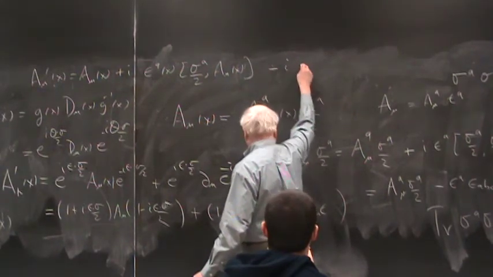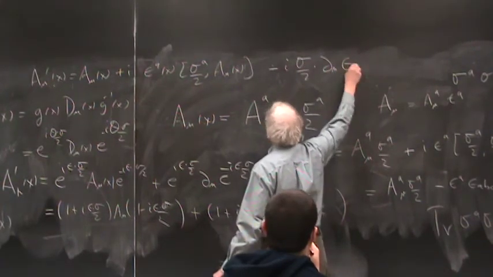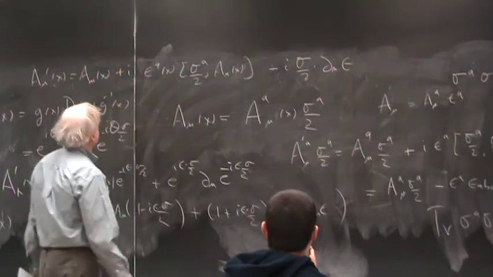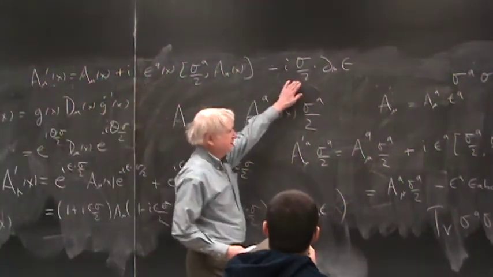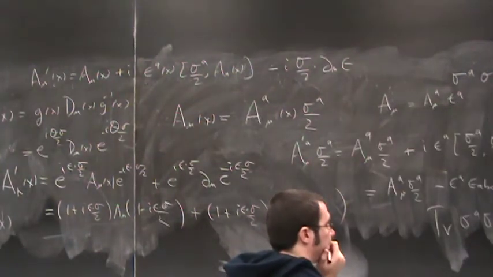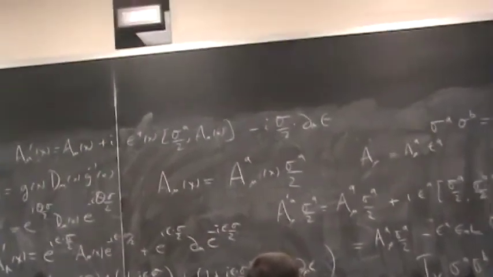And so this is minus i, sorry about that, sigma over 2 dot d mu epsilon. So this is what I should have written. In other words, this times that. So now we've got something such that the change is always linear in epsilon. And so that's true then over here, it would be this term, which is minus i sigma over 2 dot d mu epsilon. So in terms of indices, it would be sigma a epsilon a.